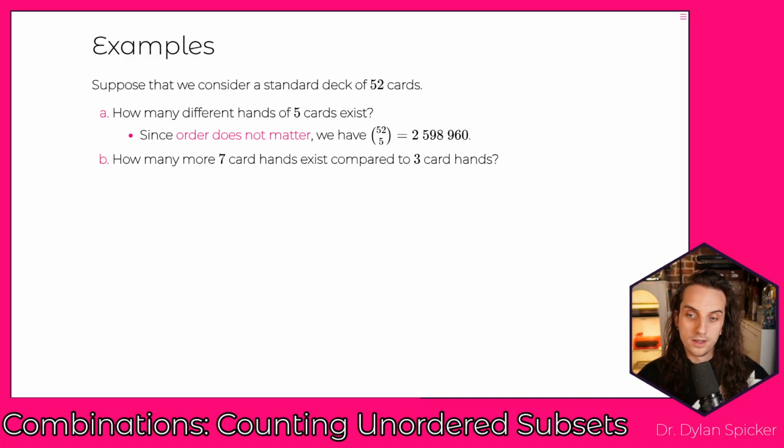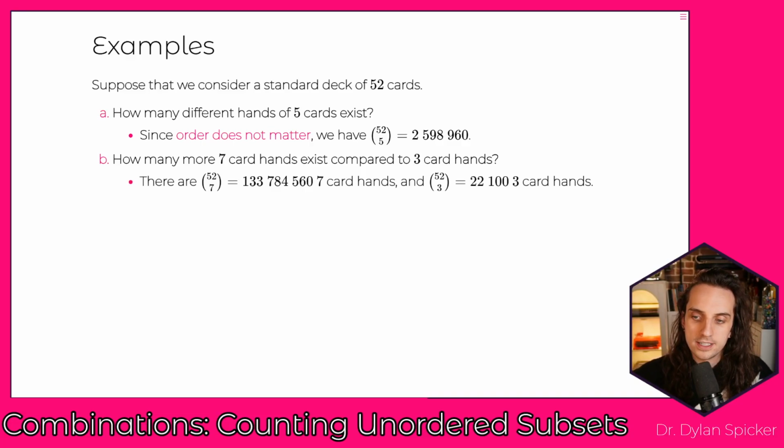Now, Part B: how many more 7-card hands exist compared to 3-card hands, right? If we wanted to know this, we need to know how many 3-card hands exist, we need to know how many 7-card hands exist, and then take the difference. To calculate how many 7-card hands exist, we're doing basically the same thing we did in Part A, except instead of 52 choose 5, we do 52 choose 7. Same thing with 3, right? And so we could say that there are 52 choose 7 total 7-card hands, and 52 choose 3 total 3-card hands.